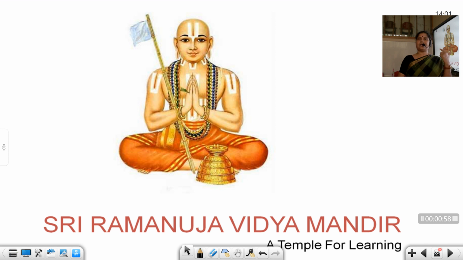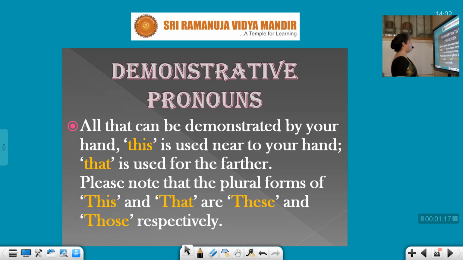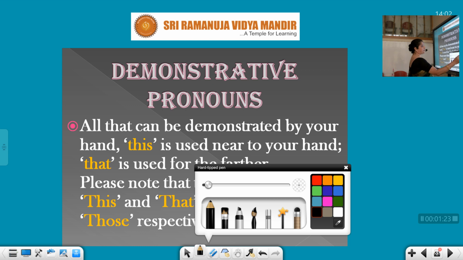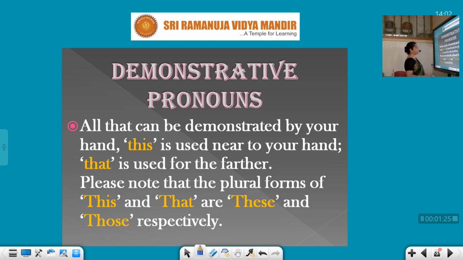So if there is an error in the pronoun, first of all, you should know how many kinds of pronouns there are and what the usage of the pronoun in the sentence is. For that reason, we were getting along with the kinds of pronouns, and we have completed up to distributive, and now we go with the demonstrative. So here we are, students, with the demonstrative pronoun.